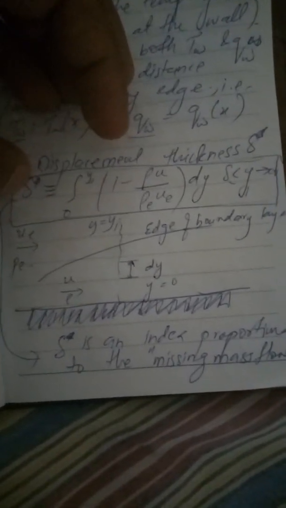So this lambda star is an index proportional to the missing mass flow. So this is mass flow, which is the displacement thickness. Because of this displacement thickness we have created the mass flow which is missing. So it is an index, which is proportional to the missing mass flow. If it's higher, obviously the missing mass flow will also be higher. So that is directly proportional. It is one of the properties.